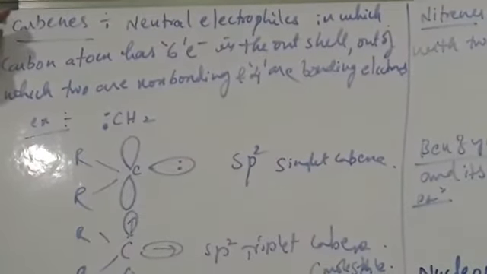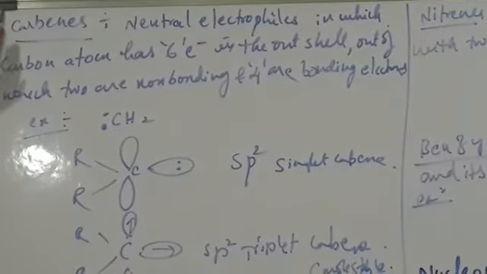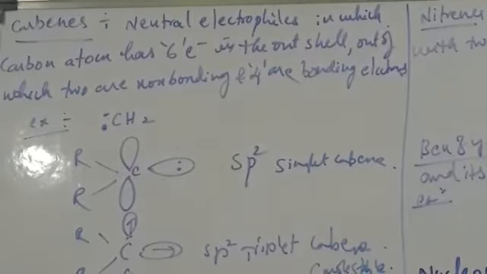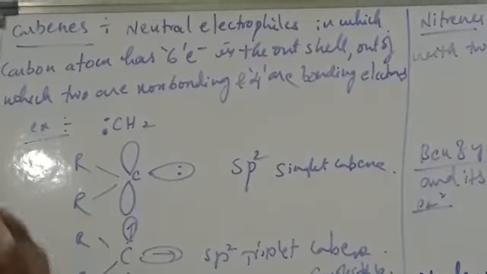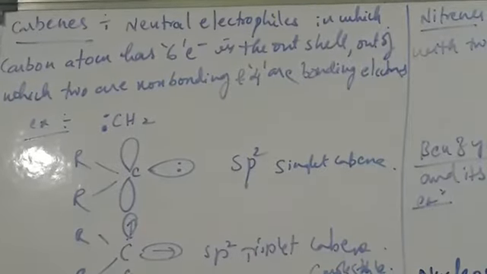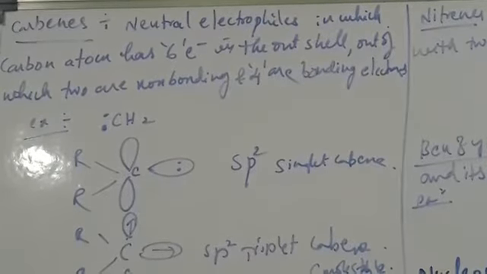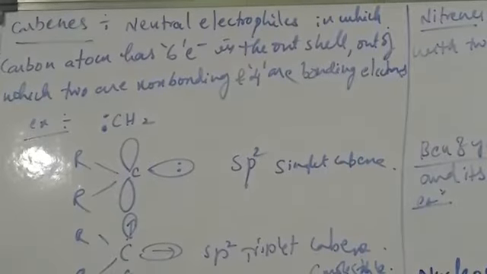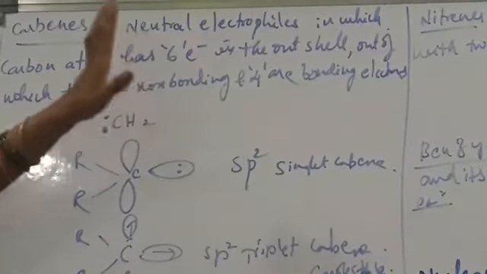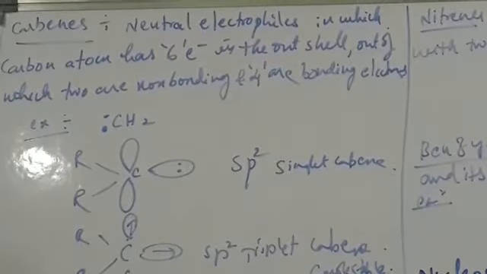Carbenes, nitrenes, benzynes. Okay. So carbenes are neutral electrophiles. Generally, a substrate reacts with a reagent, and the general reagents are electrophiles, nucleophiles and free radicals. Here, carbenes are neutral electrophiles in which the carbon atom has 6 electrons in the outermost shell, and out of those 6 electrons, 2 are non-bonding, present as a lone pair of electrons.